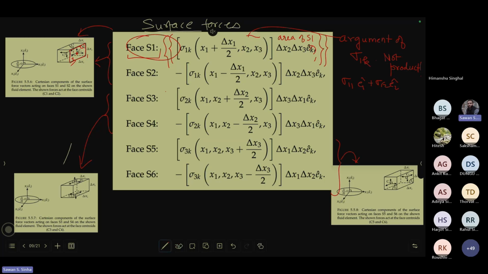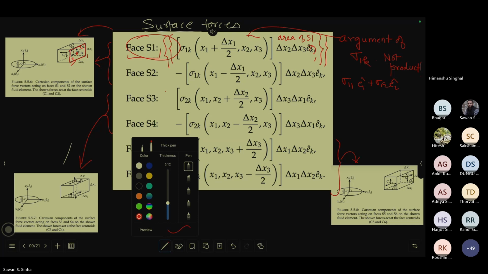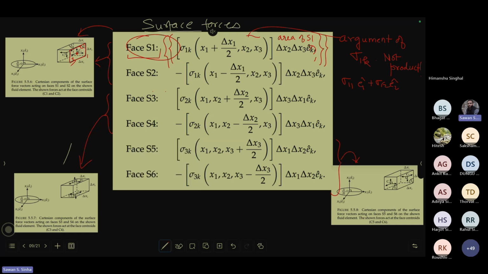Now you go to face S2. Face S2, like face S1, has area delta x2 delta x3. I'm also putting Ek here, and I'm also putting sigma 1k here, but then the argument has changed because now I'm talking about these values at C2, the centroid of surface 2. So that's why there is a minus sign here.